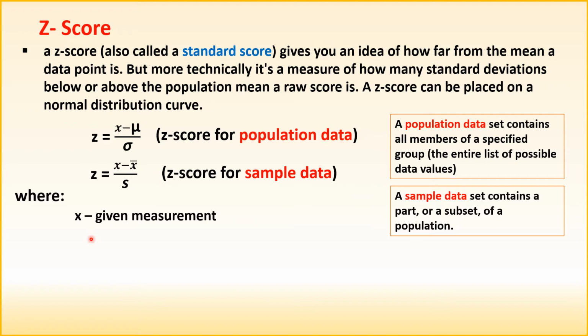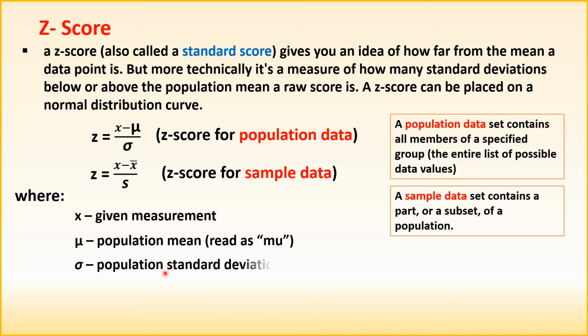So let's have here X for the given measurement. Lowercase mu, that is population mean. Lowercase sigma, that is population standard deviation. X bar, that is sample mean. And S for the sample standard deviation.